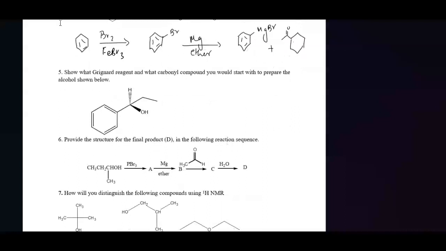The next one, you have to use the correct Grignard and carbonyl compound to form the product here. Here you have 2 pathways which you can use. One is the C6H5MgBr, this Grignard, and the carbonyl can be this one, or you can use this carbonyl, benzaldehyde, and react it with CH3CH2.